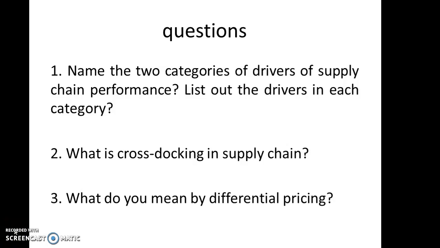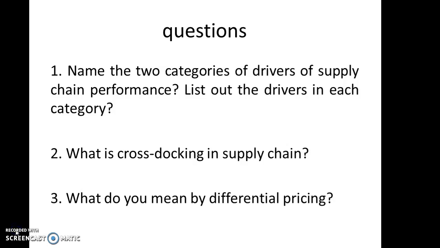The second question is, what is cross docking in supply chain? Cross docking means you reduce the inventory so that you move the goods from inbound trucks to outbound trucks through distribution centers and make the product available in the stores itself, so that we are able to ensure the product availability while reducing the inventory cost also.